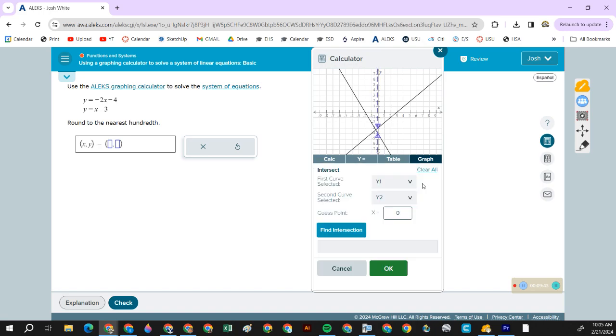And if I want to find the intersection, I pick one equation, y1, y2, and my guess point is right there. Find intersection. So negative 1/3 and negative 3 1/3.